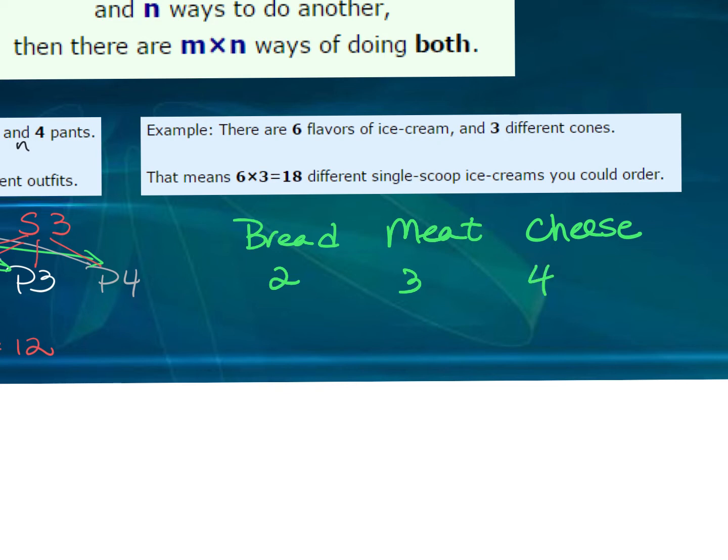So if they wanted to find how many different types of sandwich combinations you could make, you're going to multiply 2 times 3 times 4, and you could make 24 different sandwich combinations by choosing 1 bread, 1 meat, and 1 cheese. So this is using the fundamental counting principle.